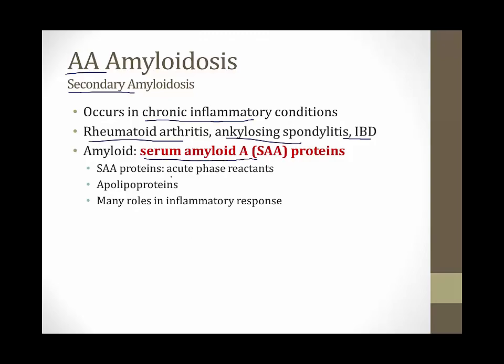Serum amyloid A proteins are acute phase reactants, therefore their levels are elevated in the setting of chronic inflammation, and they can deposit in tissues and cause amyloidosis. The serum amyloid A proteins are apolipoproteins. They've been shown to have a number of different roles in the inflammatory response, but the point for our module here is that they will deposit in tissues and form amyloid aggregates.